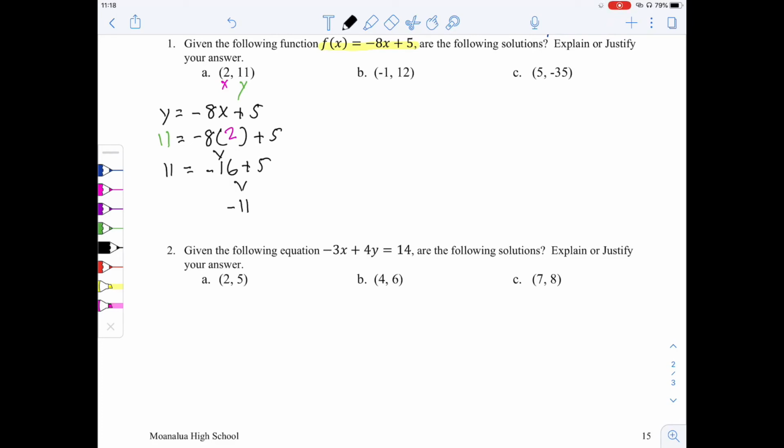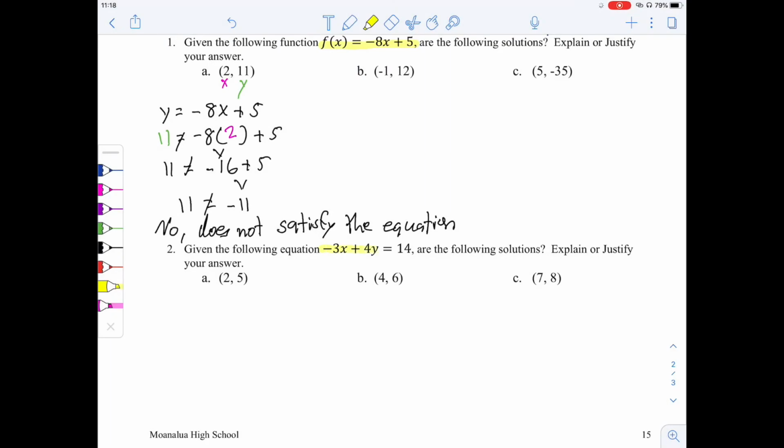So when you compare it, those are not equal. Not equal, right? So is it a solution? No. It does not satisfy the equation.